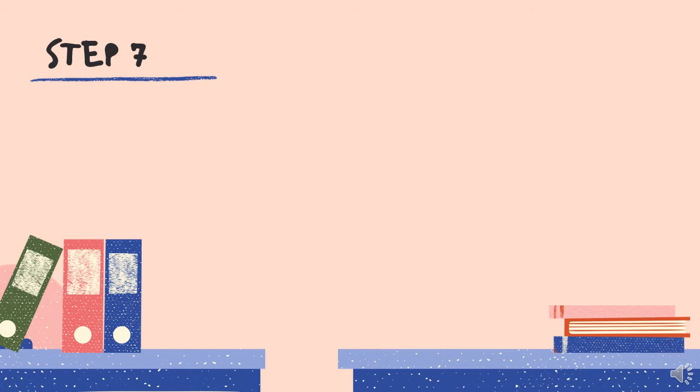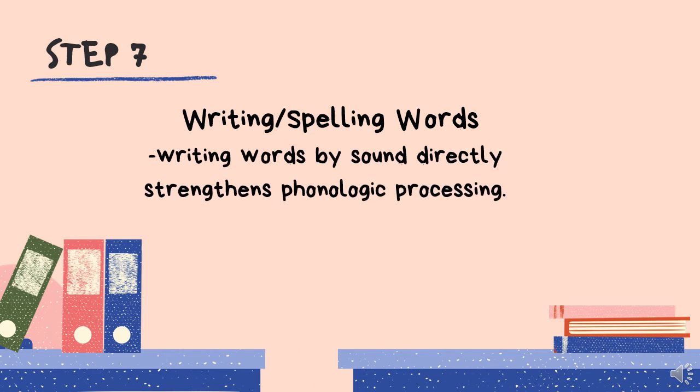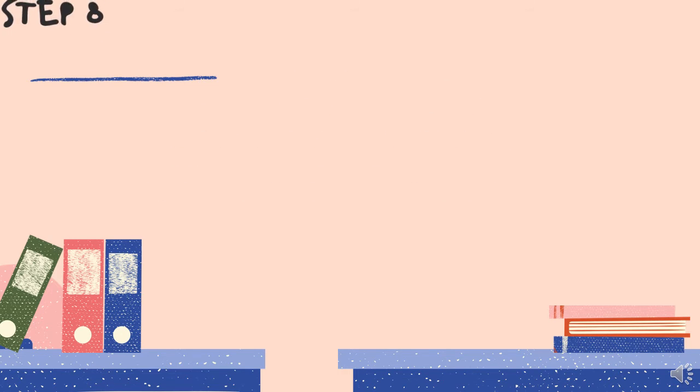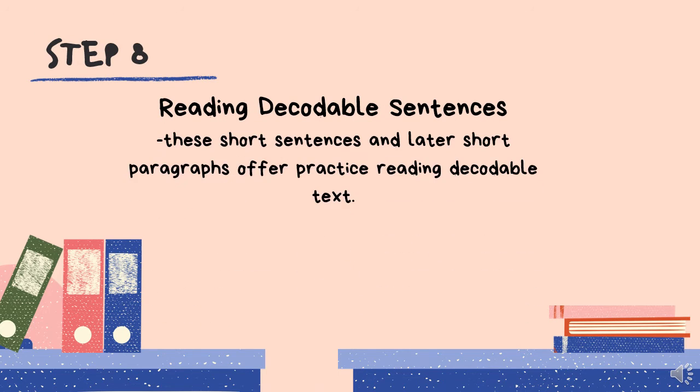Step number 7. Writing or spelling words. In this activity, the child writes or spells words from the decodable list. Writing words by sound directly strengthens phonological processing. Step number 8. Reading decodable sentences. These short sentences and later short paragraphs offer practice reading decodable text.